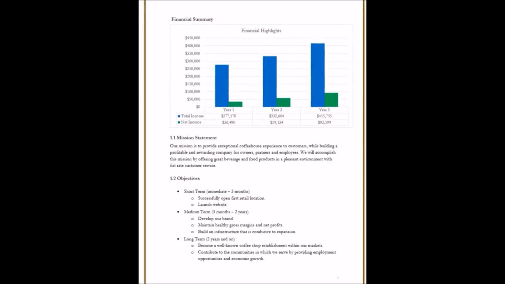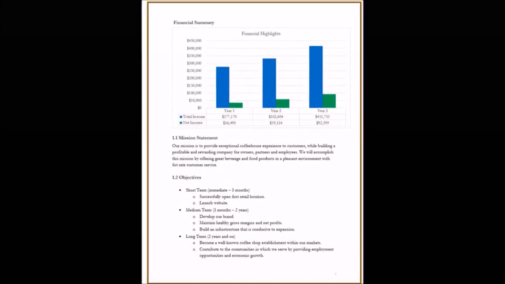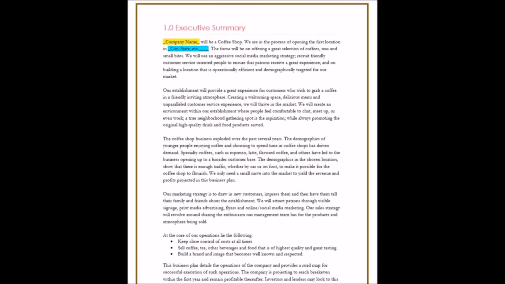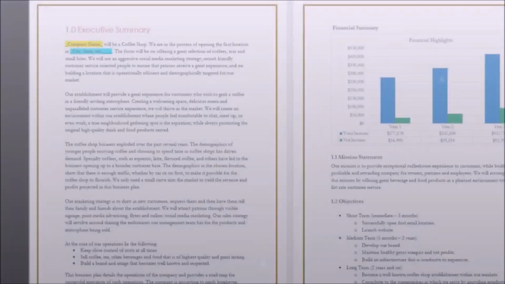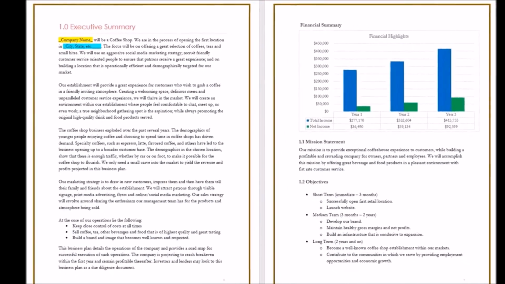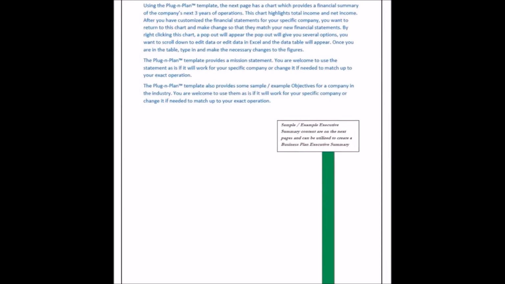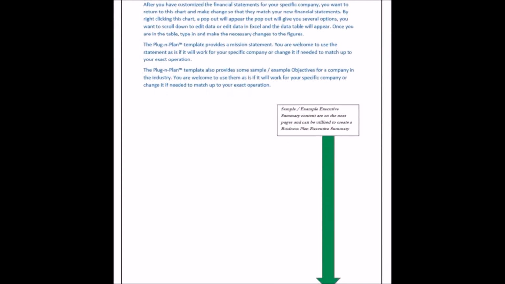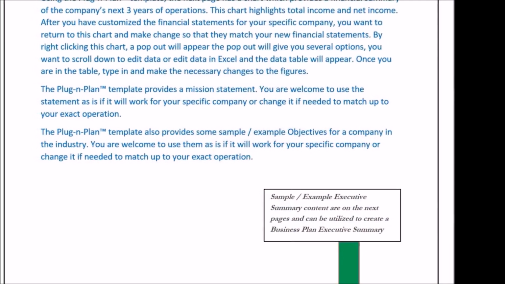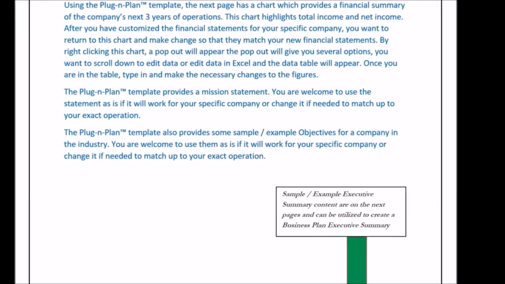Given the fact that the Executive Summary is at the front of the business plan, usually read first, and encapsulates sections from the whole document, it becomes a key component of the business plan, and as such, needs to be strong and crisp. Pull in the reader by encompassing the main points of the business, but just give them high points so that they are enticed to read the rest of the document.